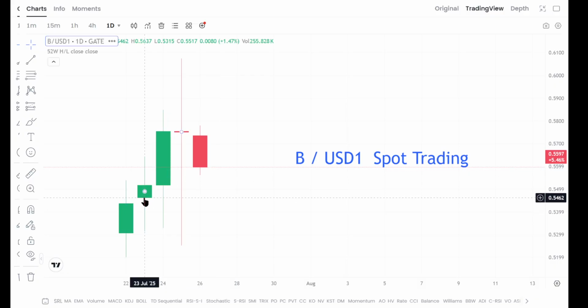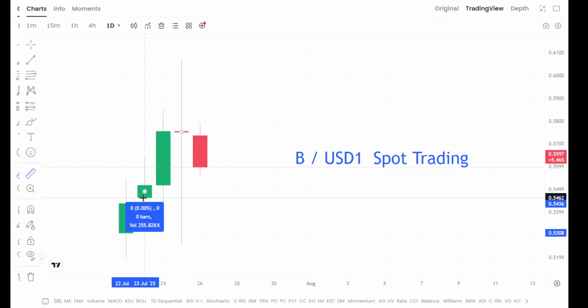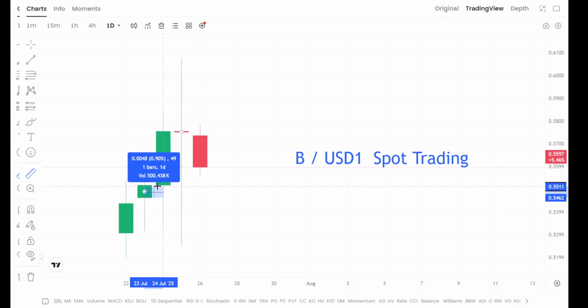On the next day, the market price of B was open at 0.5463 USDT. The market price went up and was closed at 0.5518 USD1. So the market price of B was increased by 0.0056 USD1. It is 1.03%. 56 USD1 was the profit, and in this one bar, which means one day, 500.438 thousand B has been traded.